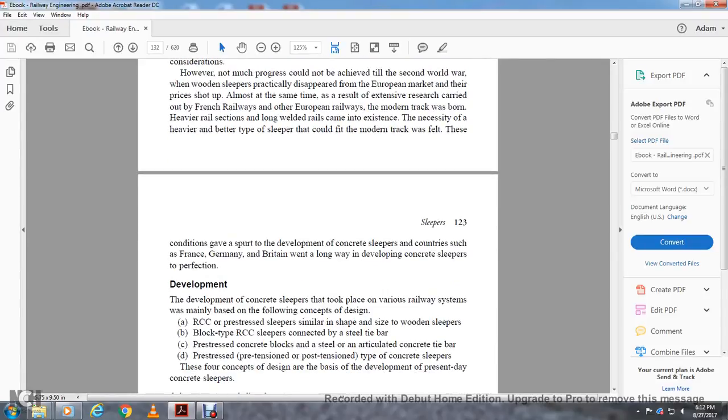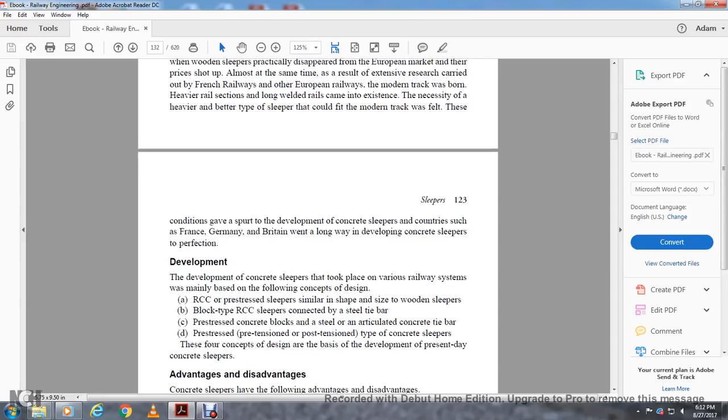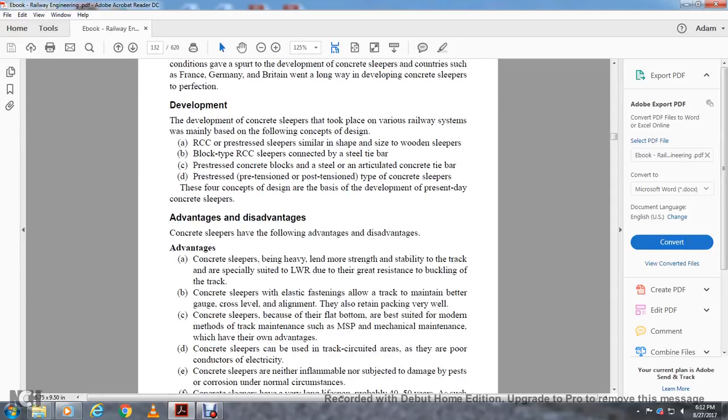Alright, concrete sleeper development. The concrete sleeper that has taken place for the various railway systems is based on the following concept. The design: the RCC pre-stressed sleeper, similar in shape to the wooden sleeper; the block type of the RCC sleeper, connected with a steel tie bar to the pre-stressed concrete block; the steel and articulated concrete tie. The types of pre-stressed concrete sleeper are pre-tension and post-tension. These concepts are the base for the development of the recent-day concrete sleeper.